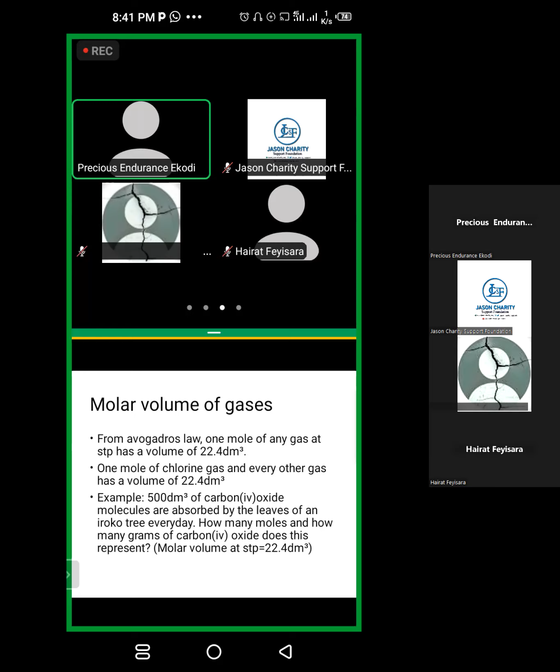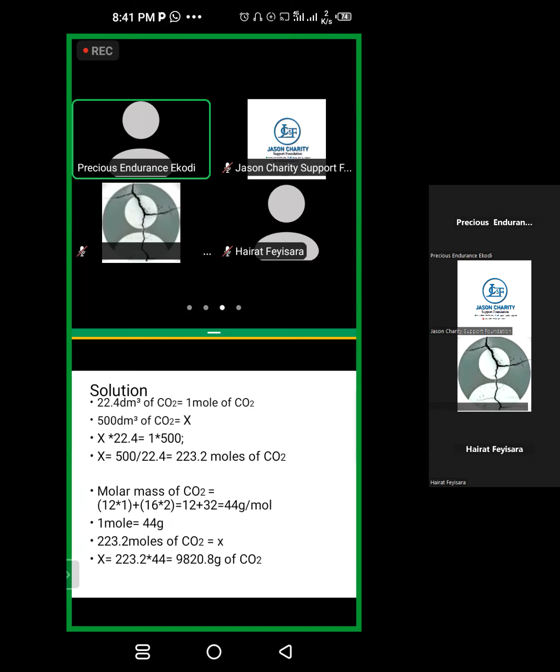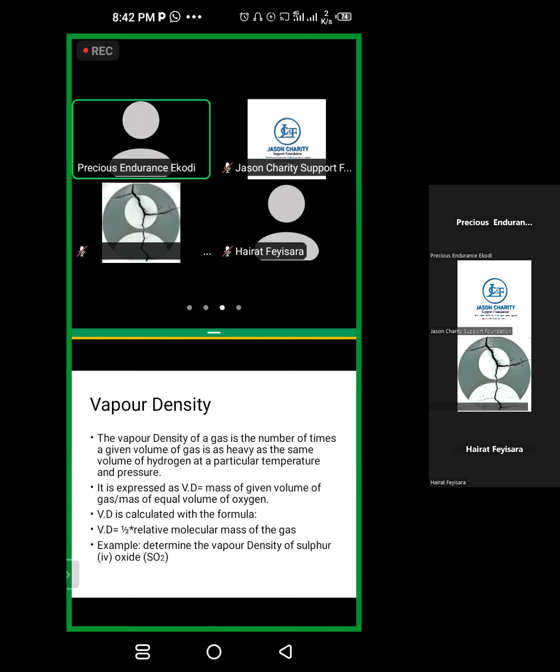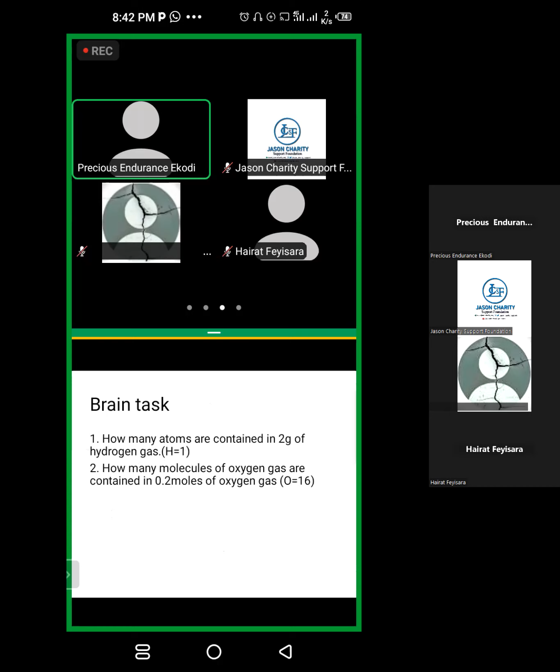So that is why we have this example here, that now we have 500 dm cubed. When you have 500 dm cubed, how many moles will it be? Equating that, 22.4 dm cubed equals 1 mole, 500 equals x, so we multiply, and we have 223.2 moles of CO2. And then we had another question that asked for the mass. Then vapor density. So these are the main things we are covering for today.